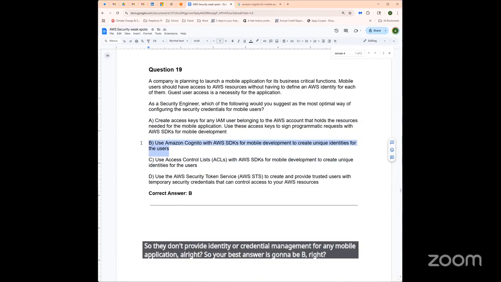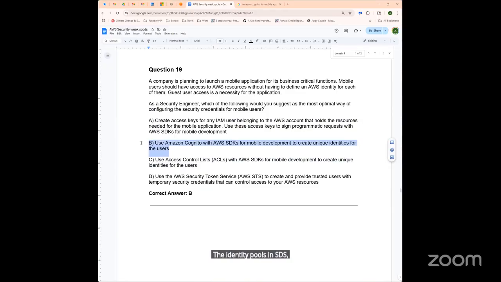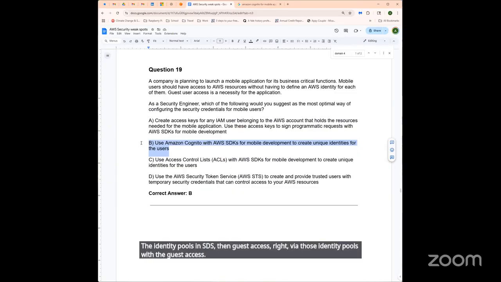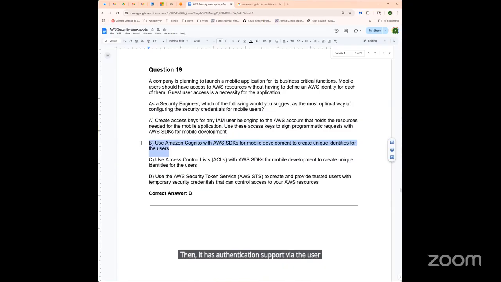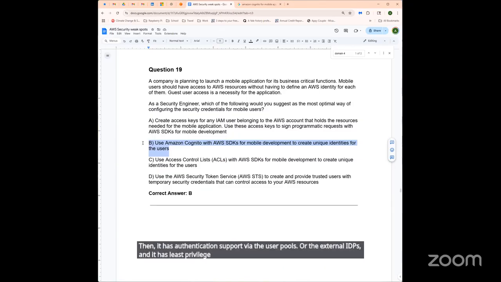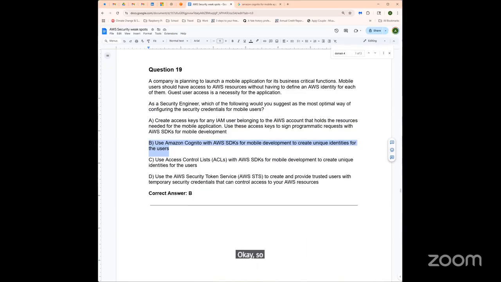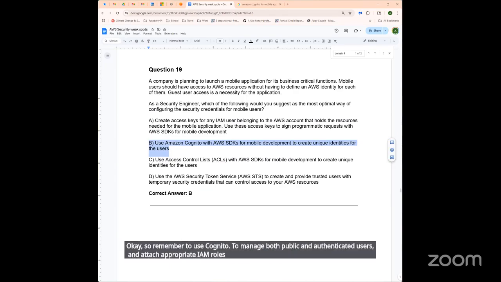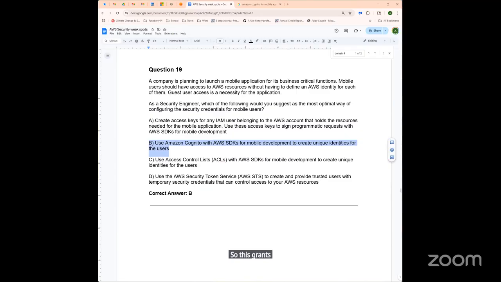Why? Because Cognito has temporary credentials via identity pools and STS, then guest access via those identity pools. Then it has authentication support via the user pools or the external IDPs, and it has least privilege and scalable access, right? So it's managed via IAM roles and policies. Remember to use Cognito to manage both public and authenticated users and attach appropriate IAM roles via identity pools. So this grants secure, temporary, least privilege credentials without embedding or sharing permanent keys.